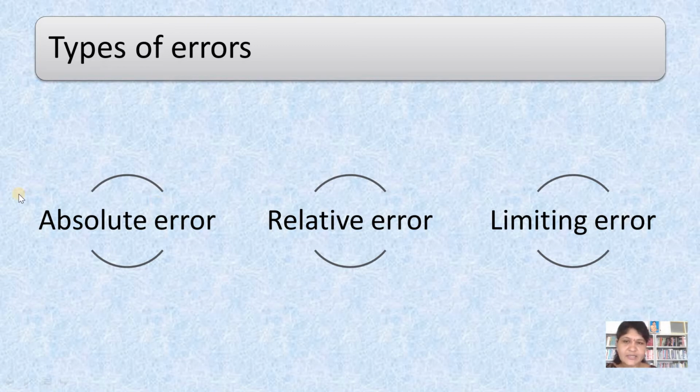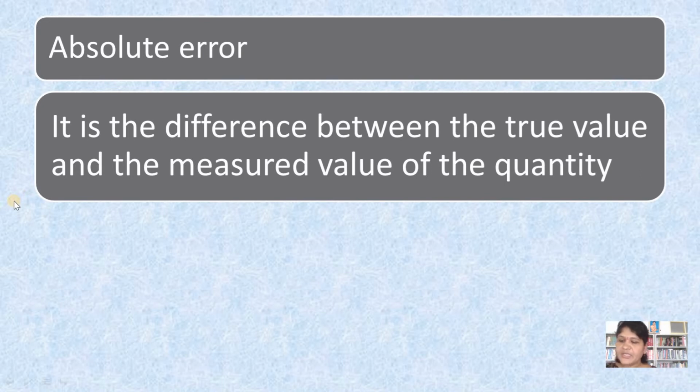So first is the absolute error. Absolute error is defined as the difference between the true value of the quantity and the measured value of the quantity. So it is just the difference, or we can say that it is the amount of physical error represented in the measurement. Now if we write the formula, absolute error is defined as follows.